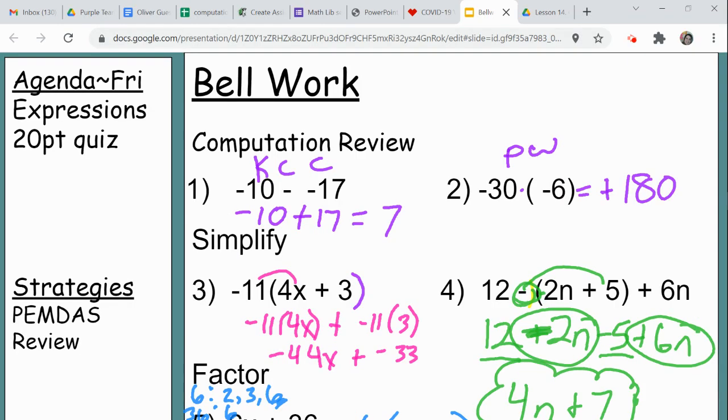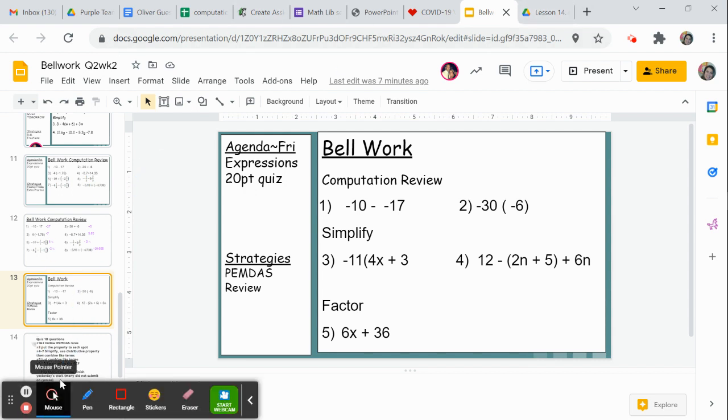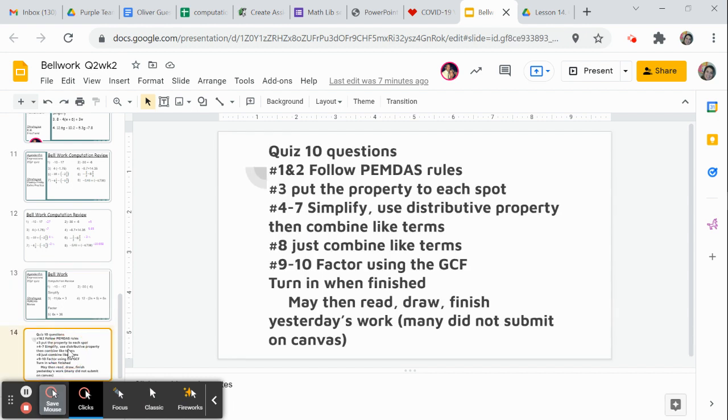So let's look at the quiz. I have a little bit of info for you. It's 10 questions. 1 through 2, you're going to use your PEMDAS. 3, you have to put a property at each spot. 4 through 7, you're using distributive property and combining like terms. 8, you just have to combine like terms. 9 and 10, you're going to factor using your GCF. When you're done, you turn it into the tray.